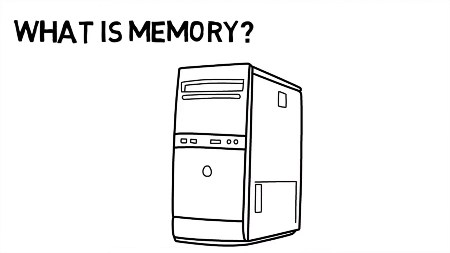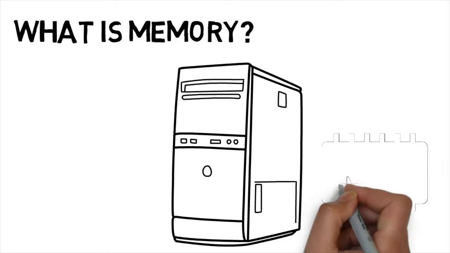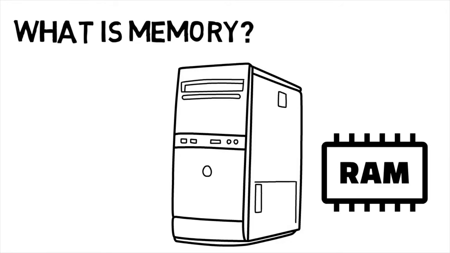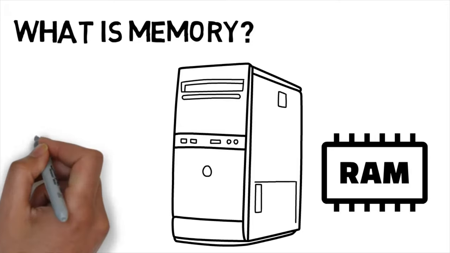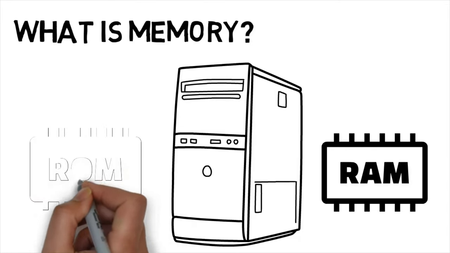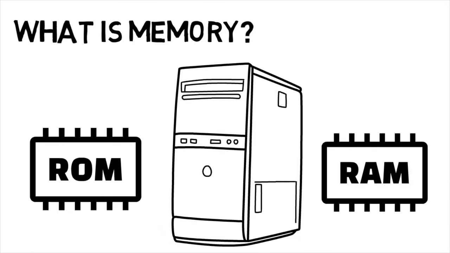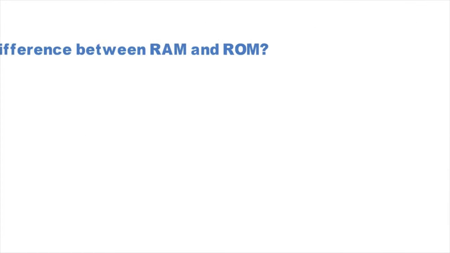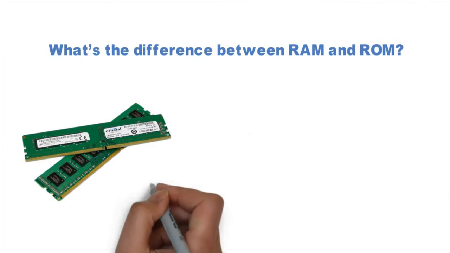Computer memory mainly consists of two types, primary memory and secondary memory. RAM and ROM are considered primary storage or internal storage. The main use of memory is to store data, programs, and instructions in temporary or permanent forms.